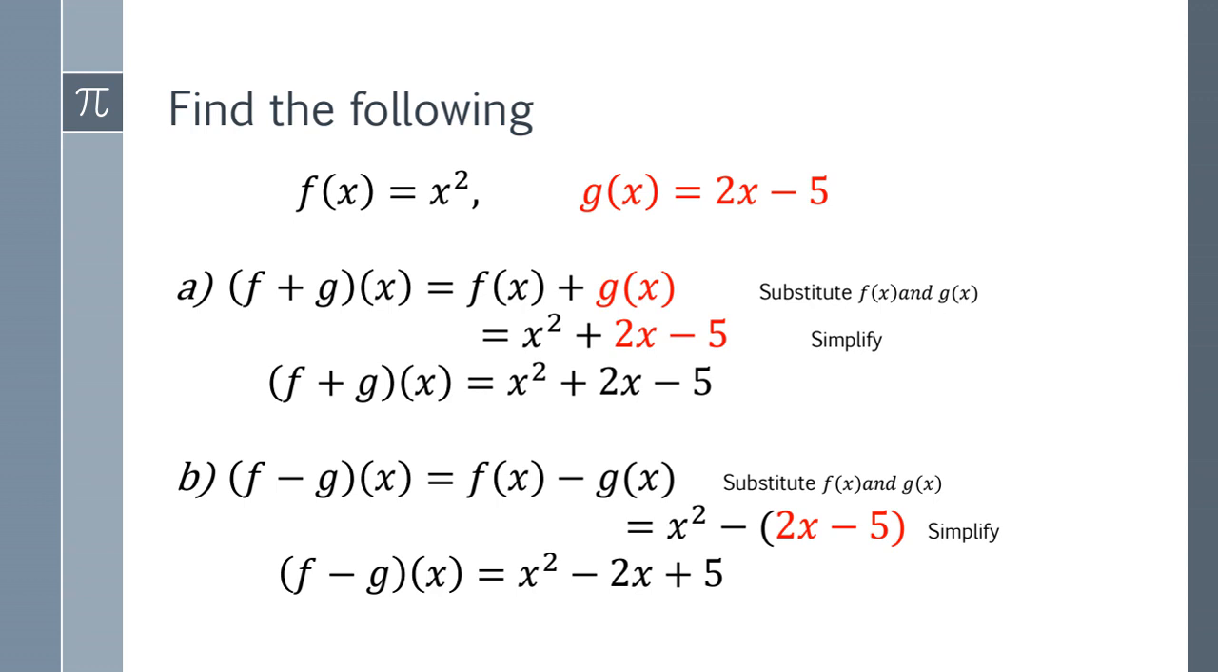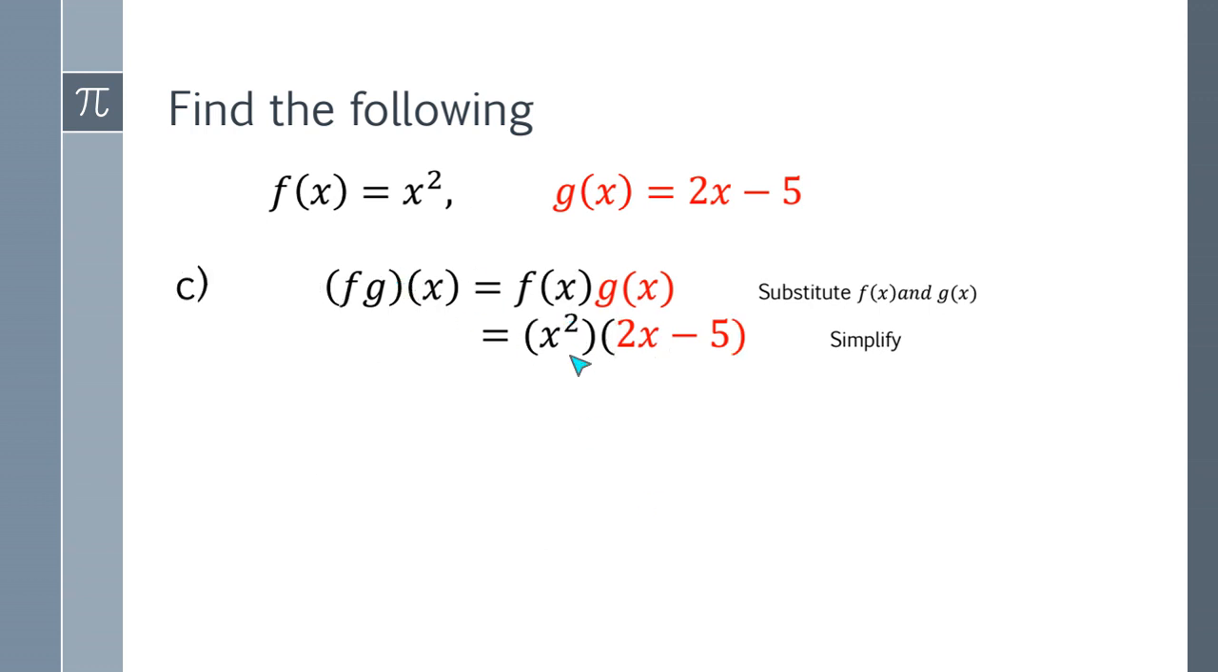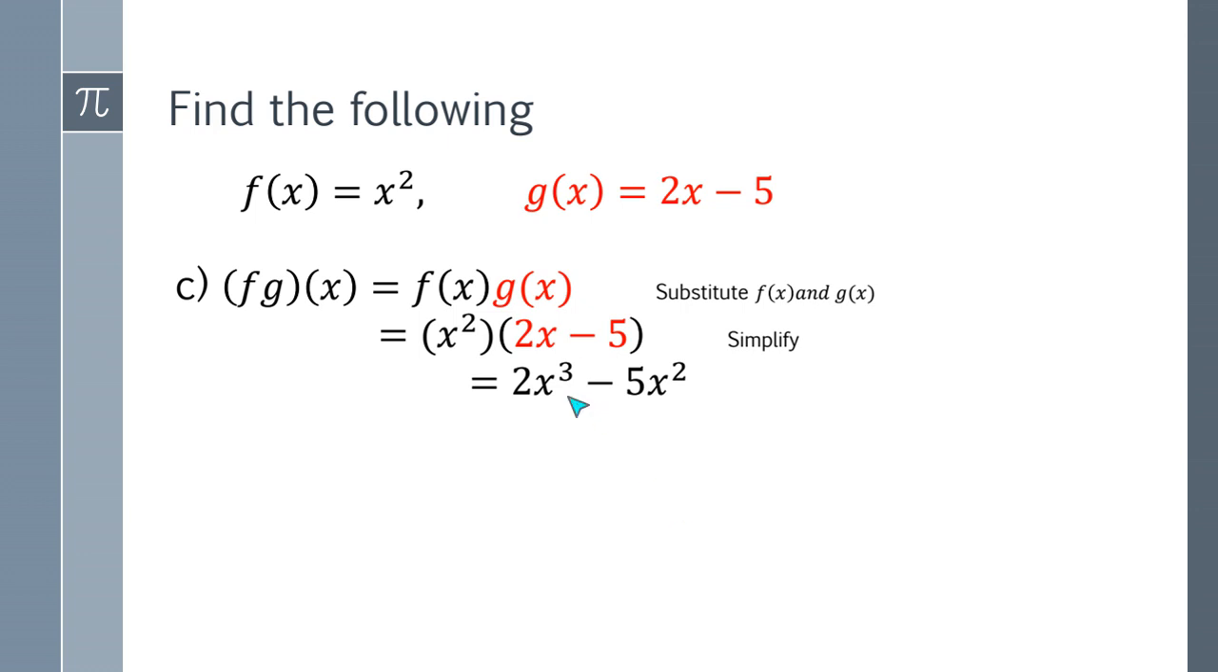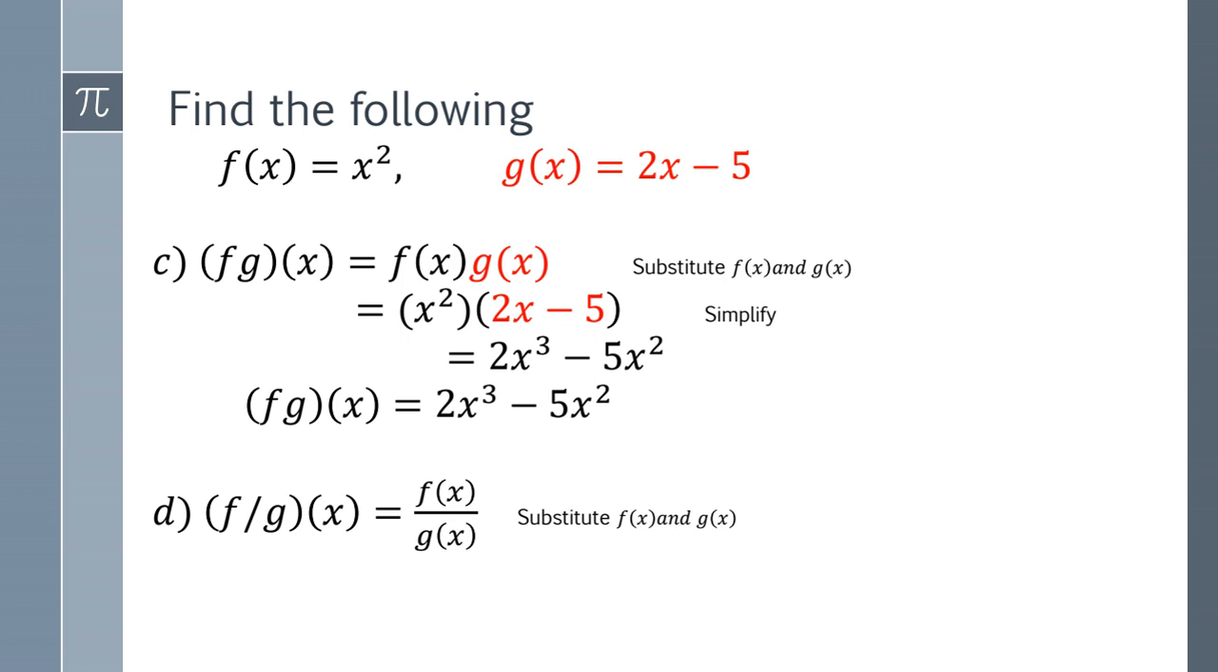And then for multiplication, we're going to multiply these out. So x squared times 2x and x squared times negative 5. So we get 2x cubed minus 5x squared. So that's going to be our answer. And then the last one, division. If we rewrite it, we get x squared divided by 2x minus 5. I cannot simplify further, so that's going to be my answer.